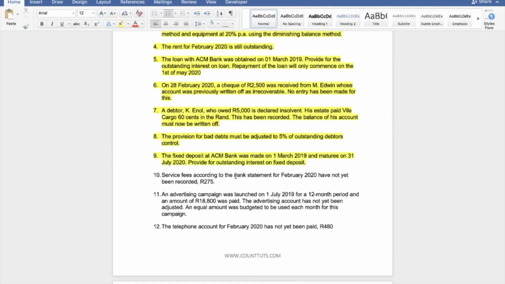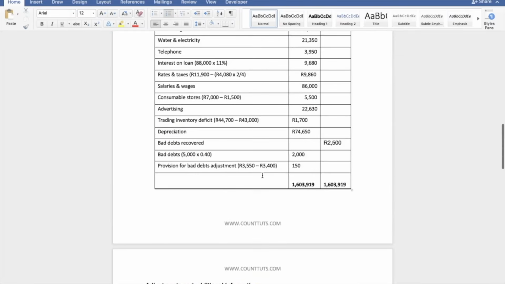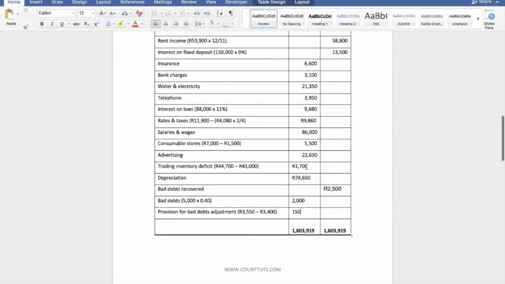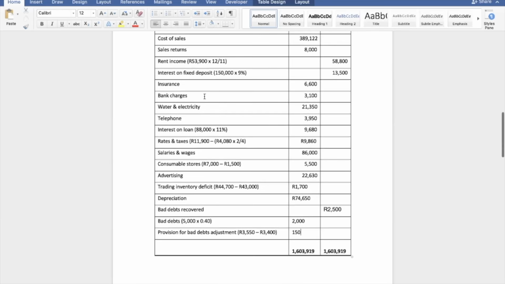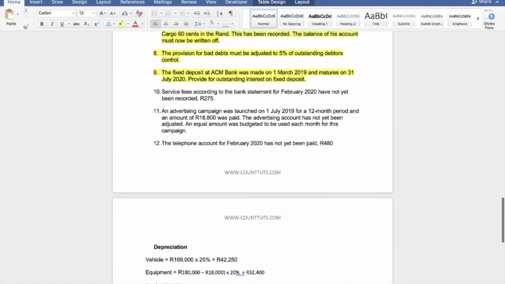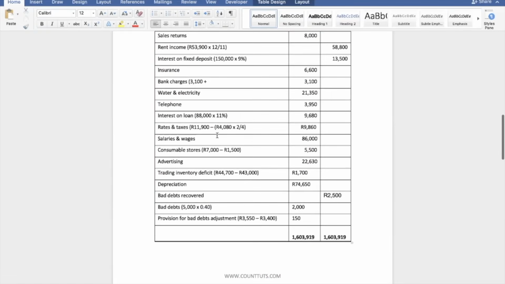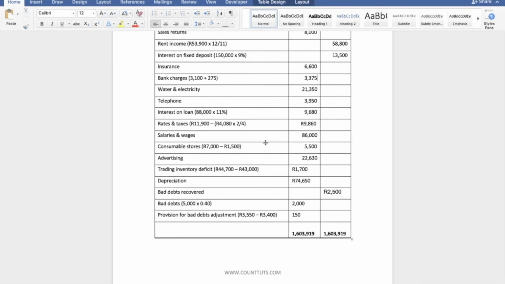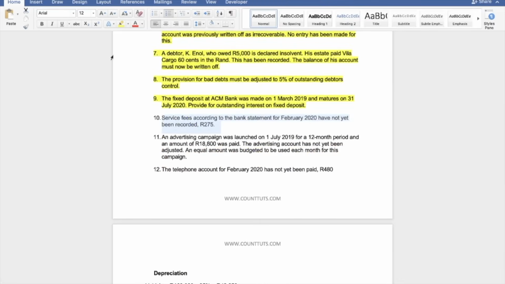Alright, service fees according to the bank statement for February have not yet been recorded, 275 rand. Okay, so that's easy. Those are bank charges, so you can write it as bank charges or service fees. So you can add it to your bank charges here, 3,100 plus the one for service fees. So let's do just that. We're going to take the 3,100 rand and add the service fee. Right, how much was the service fee? It was 275 rand. You could have put it as a separate line item, they would not mark you incorrectly, but service fees form part of bank charges and it gives us an amount of 3,375 rand. All right, that was easy enough. Let's highlight that one there.